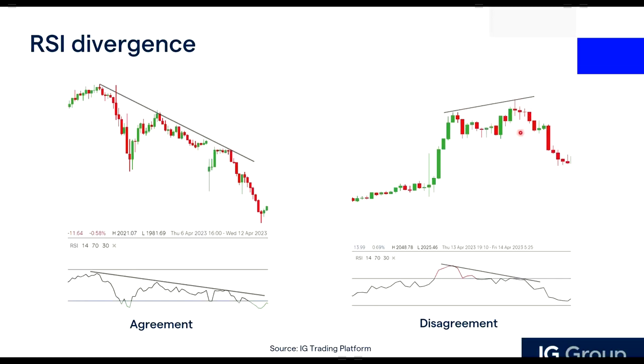So when price reaches a new high and this is showing a lower high, what it actually means is that the buying momentum is fading out as compared to the previous rally over here. So although prices are still going up, the momentum is fading.